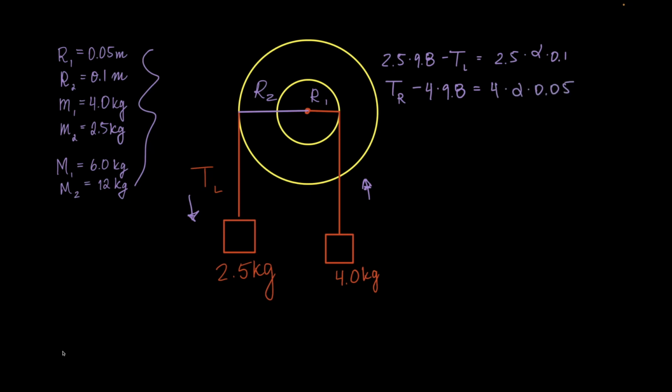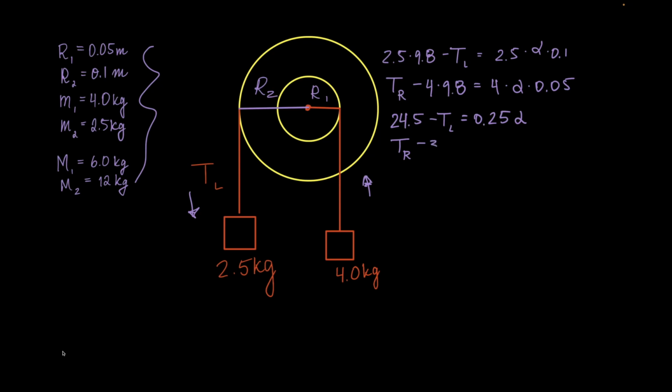Let's consolidate that. So 24.5 minus tension on the left should be equal to 0.25 alpha, and then tension on the right minus 39.2 should be equal to 0.2 alpha. From these two equations, I'm going to express TL to be equal to 24.5 minus 0.25 alpha, and T on the right to be equal to 39.2 plus 0.2 alpha.